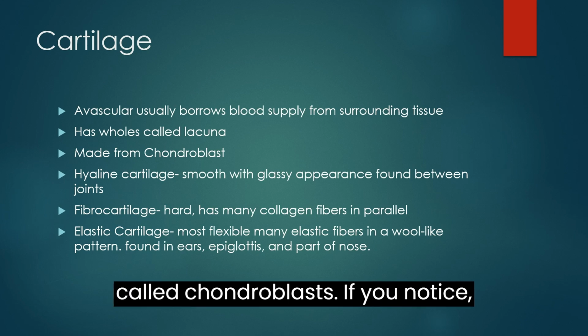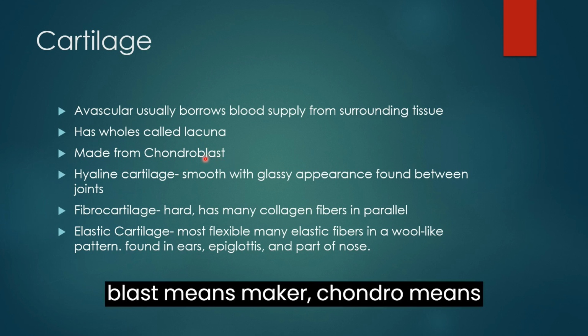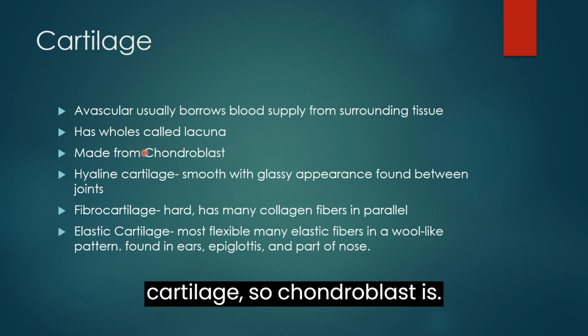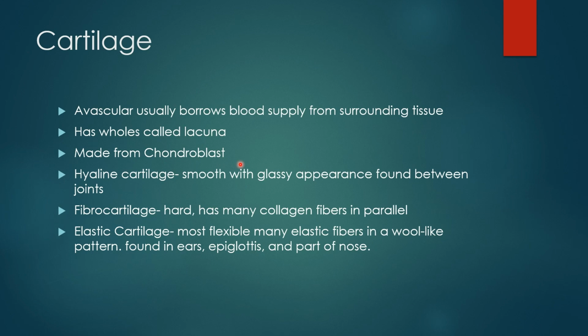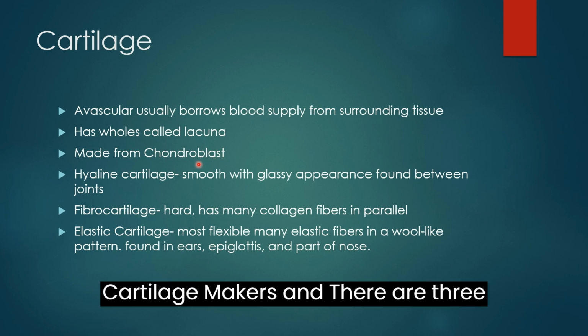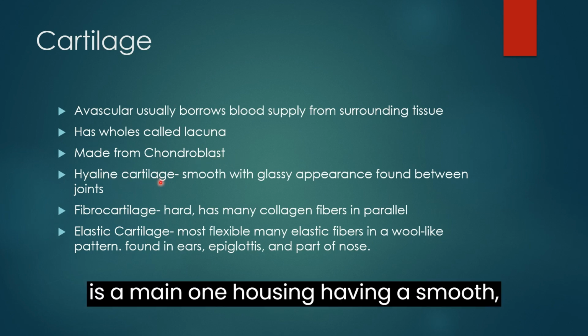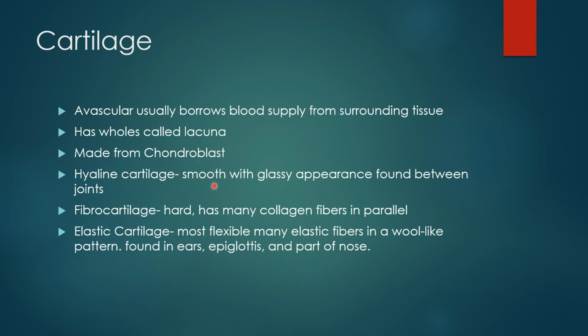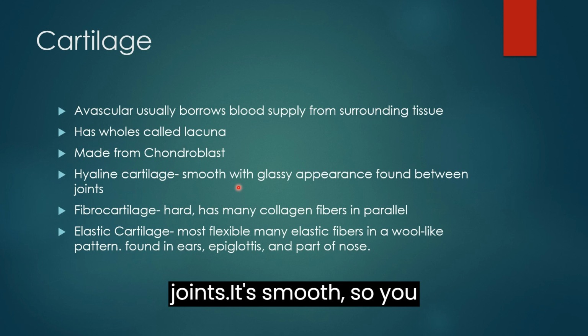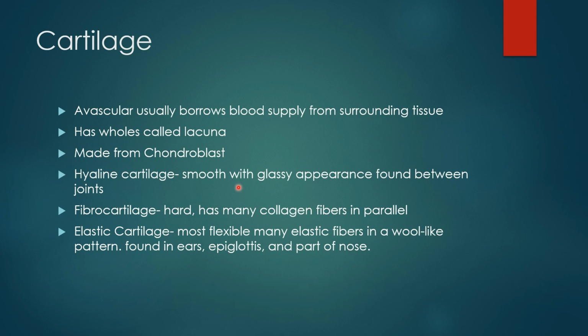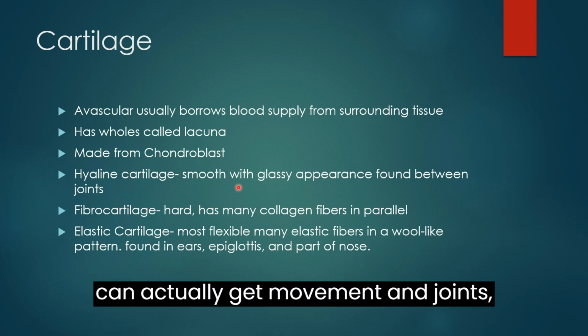The cells that make it are called chondroblasts. If you notice, blast means maker, chondro means cartilage. So chondroblast is cartilage makers. And there are three types. You have hyaline cartilage, which is a main one, having a smooth, almost glassy appearance. And this is the one that's usually found between joints. It's smooth, so you can actually get movement in joints.